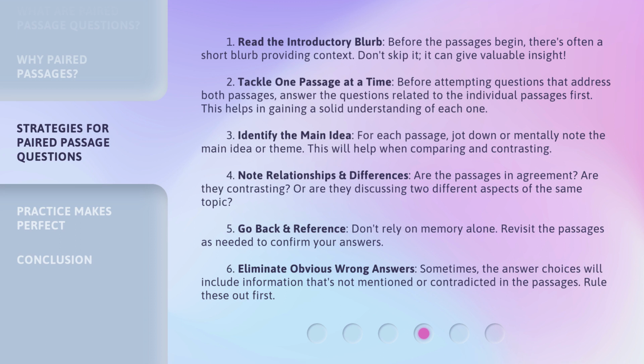5. Go back and reference. Don't rely on memory alone. Revisit the passages as needed to confirm your answers. 6. Eliminate obvious wrong answers. Sometimes, the answer choices will include information that's not mentioned or contradicted in the passages. Rule these out first.